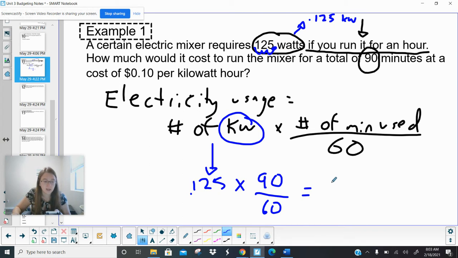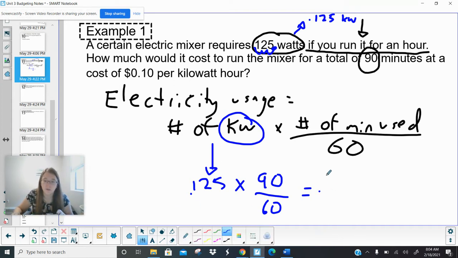Okay, so I got 675. Did I do that right? Oops, no, I did not. I did times 90 and then times 60. I was like, that's a lot. 0.125 times 90 divided by 60. There we go. Okay, that makes more sense.